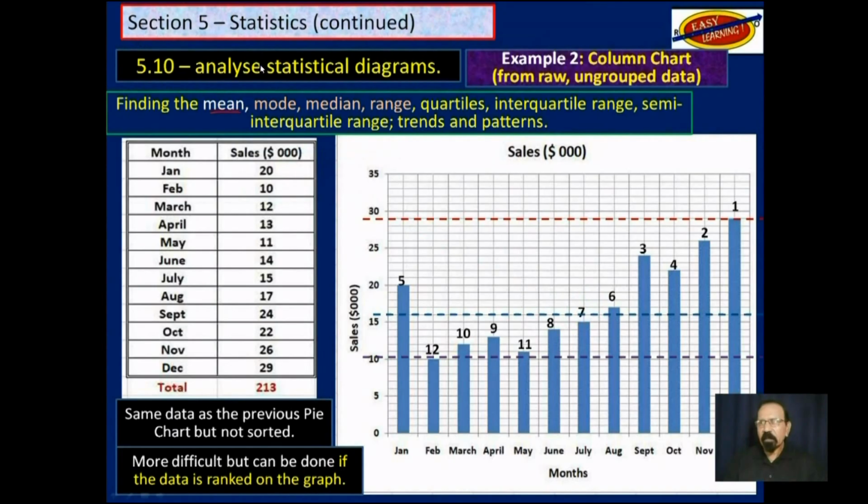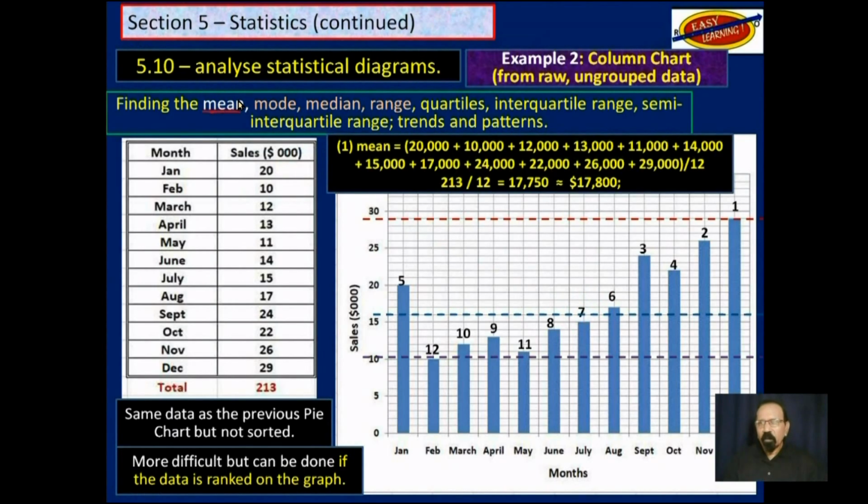Let's deal with mean. Now, this is a little tedious, but it is not difficult. This value here is 20,000. This next value here is 10,000. This next one here is 12,000. So we have to take all of those individually, add them up to get the total sales, which is 213,000, and divide by 12, and we get 17,750, which is approximately 17,800.